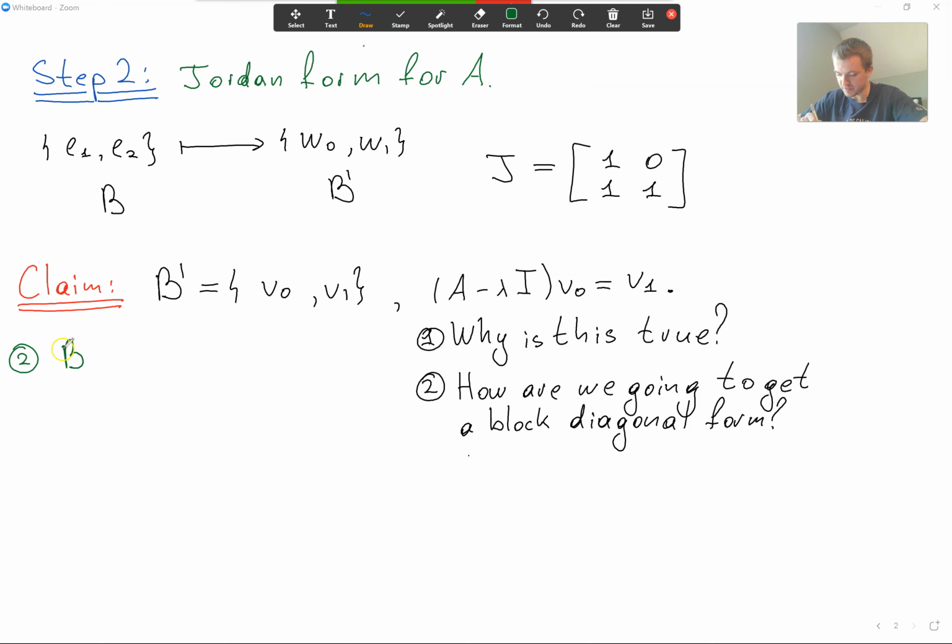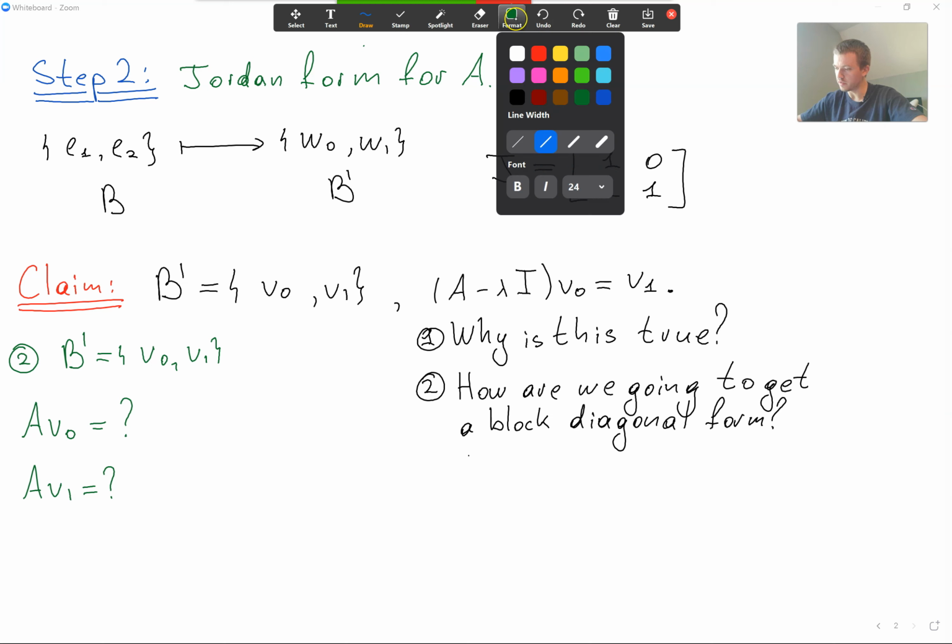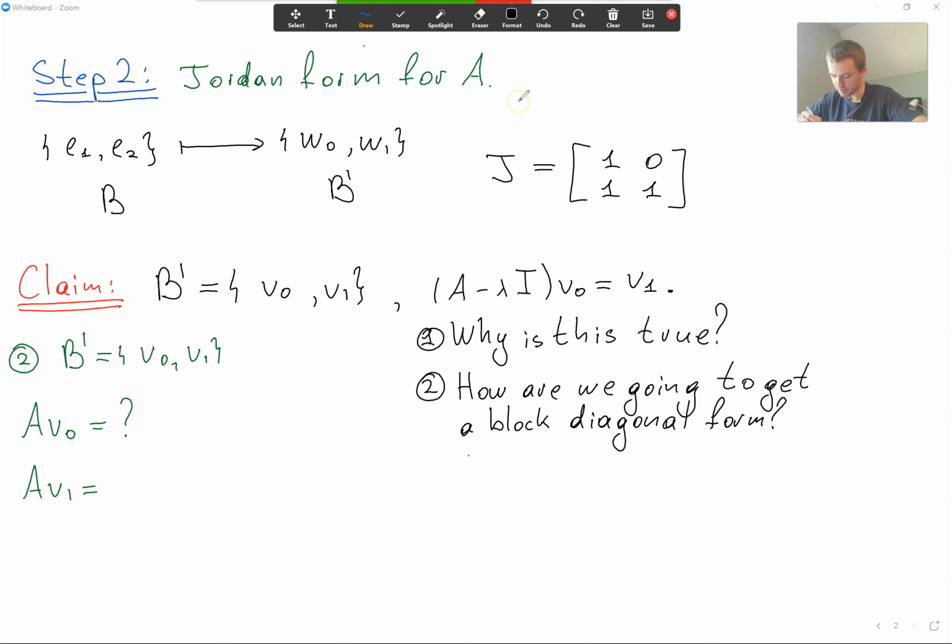So we fixed a basis B prime, which we just found, which is v0 and v1, and we want to find how matrix A is going to look in this basis. Or in other words, we want to figure out what is A of v0 and A of v1. A of v1, we know the answer. It's just equal to 1 times v1. So I have 0 times v0 plus 1 times v1. So in other words, in our matrix, our second column is going to be exactly (0, 1).